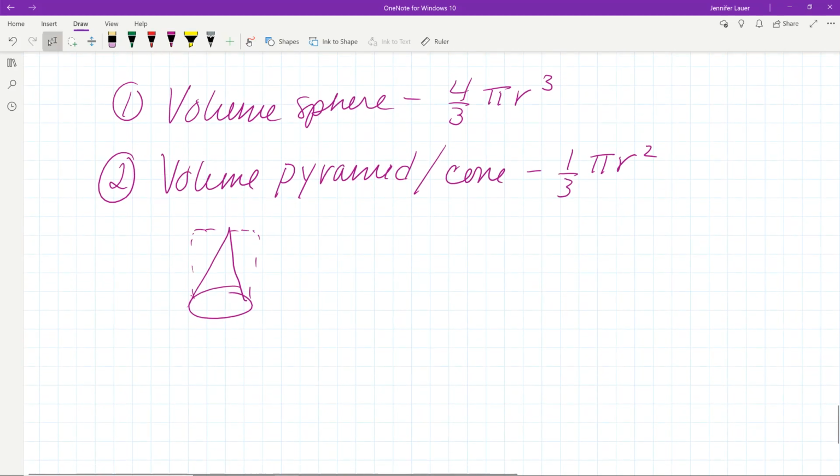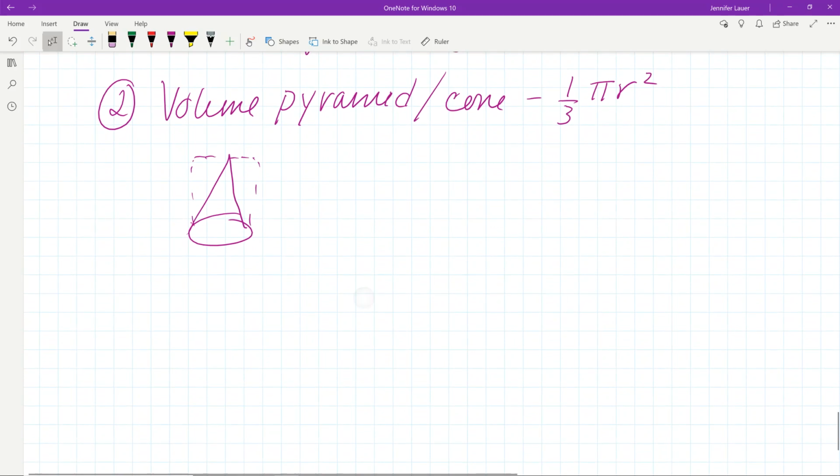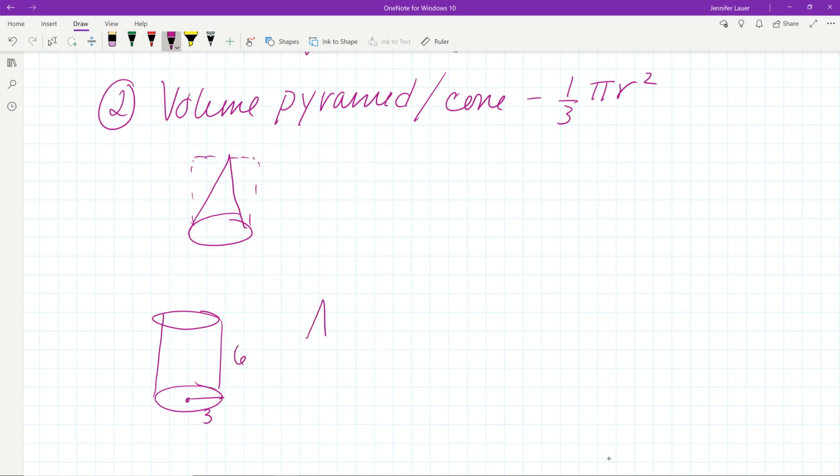So let's focus back on the original form of volume. So what are we talking about? Well, let's say we have a cylinder, and let's say the radius is 3 and the height is 6. And I say, okay, what's the volume of this cylinder? Well, you just need to know that it's the area of its base times its height. So I'm going to look at its base. The base is a circle.